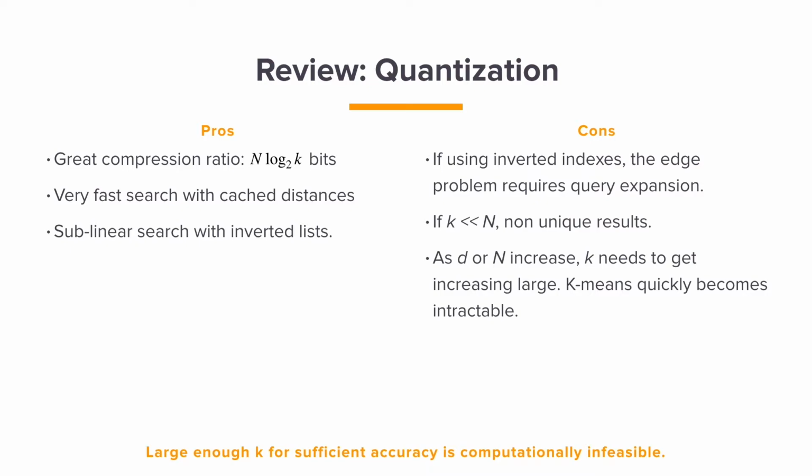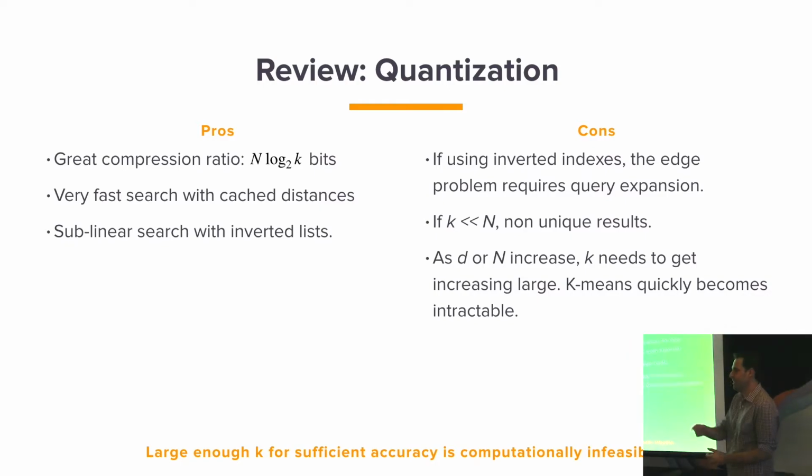We can do sublinear searches with inverted lists. But the con is it's way too computationally expensive to do this in reality. It's a scaling problem, right? It won't work if k is significantly less than n, which we need in order to actually run k-means. We're not going to get unique results there. It's just not going to work that great.